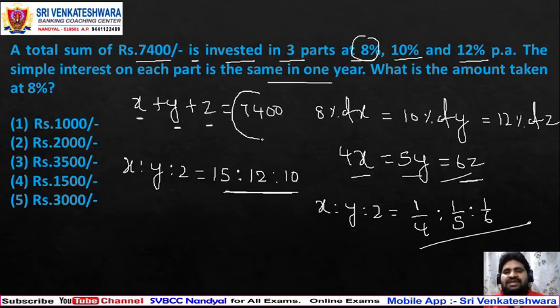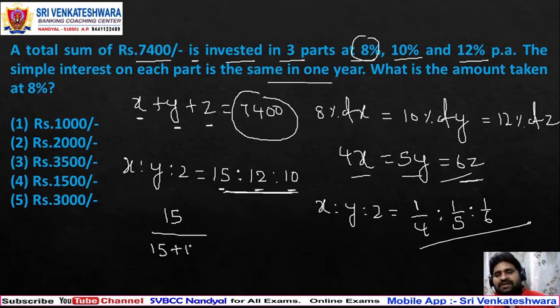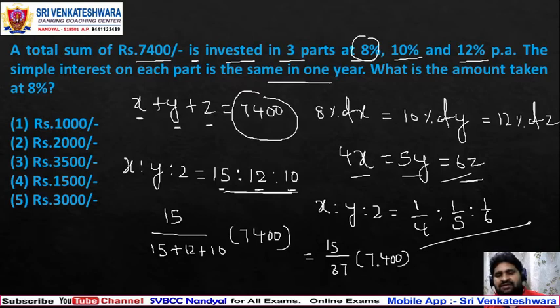So we have to divide the money 7400 in this ratio. How do you divide that? Look, x is 15 parts, y is 12 parts, z is 10 parts. In that I require 15 parts, so I require x, 15 out of the total, 15 by 12 plus 10 into 7400. 15 by 27 plus 10, 37. 15 by 37 into 7400. For 37, 2 37s are 74, so 15 2s are simply 3000. If I solve 15 by 37 into 7400, I'll get 3000.